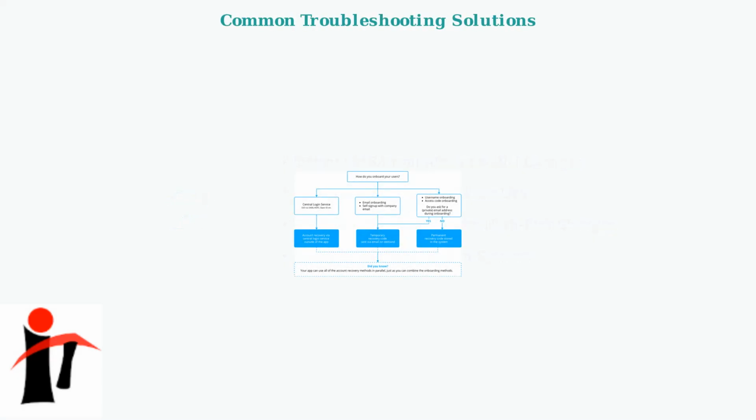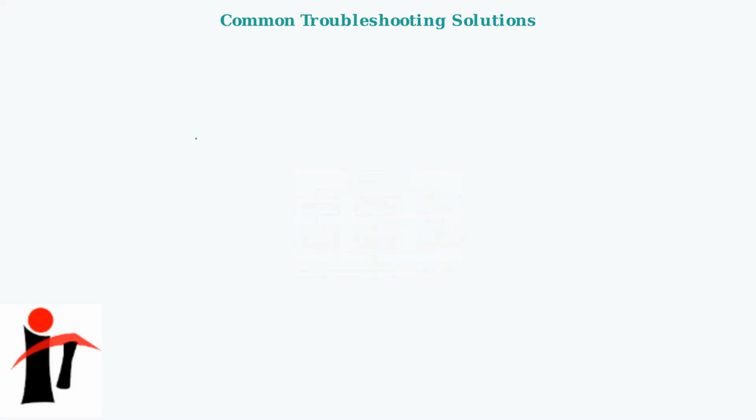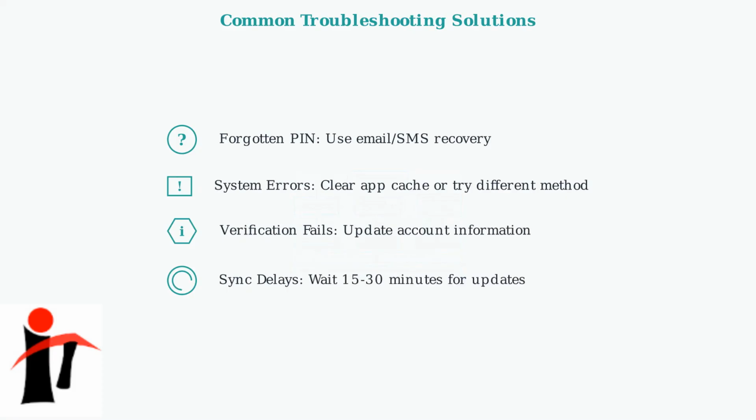When troubleshooting transfer PIN issues, start with the most common solutions. For forgotten PINs, use account recovery through verified email or SMS. System errors often resolve by clearing your app cache or trying an alternative method. If verification fails, ensure your account information is current and matches your records. After making any changes, allow 15 to 30 minutes for system synchronization to complete.